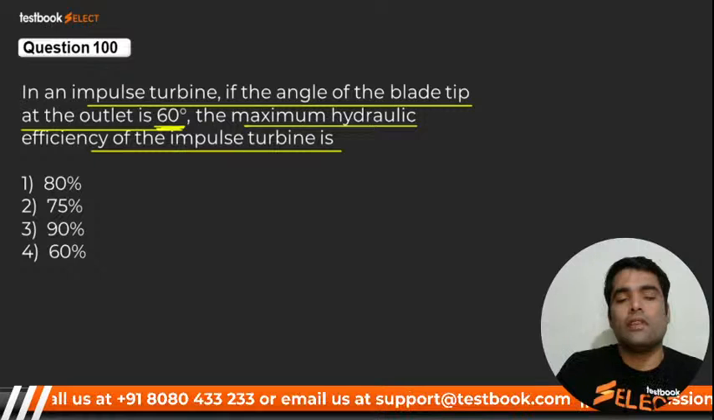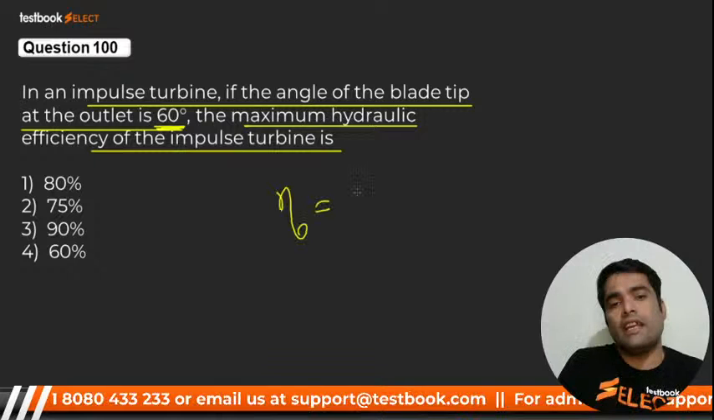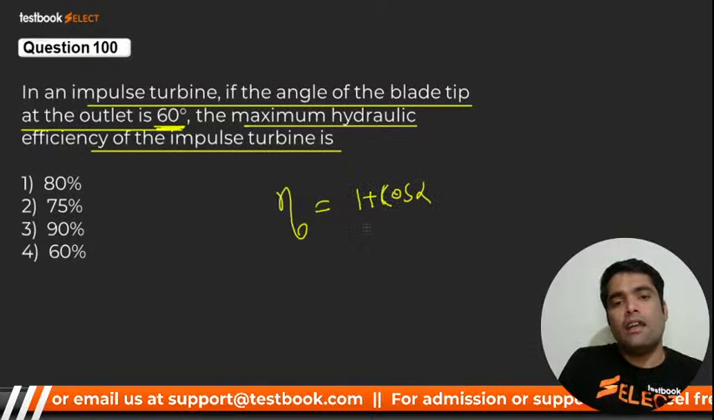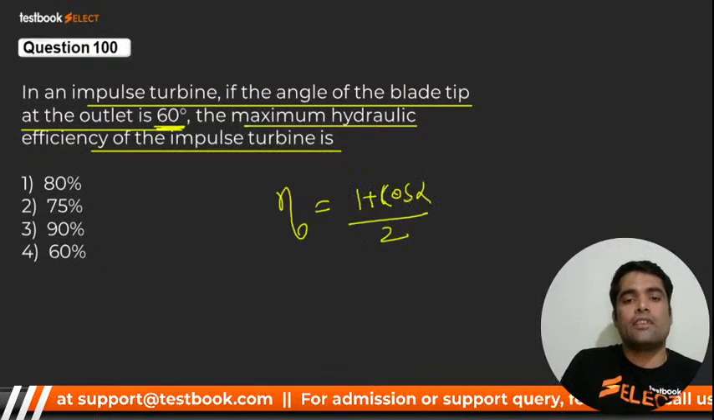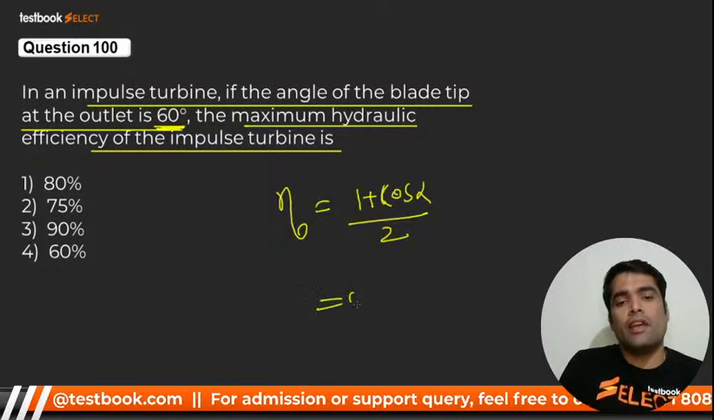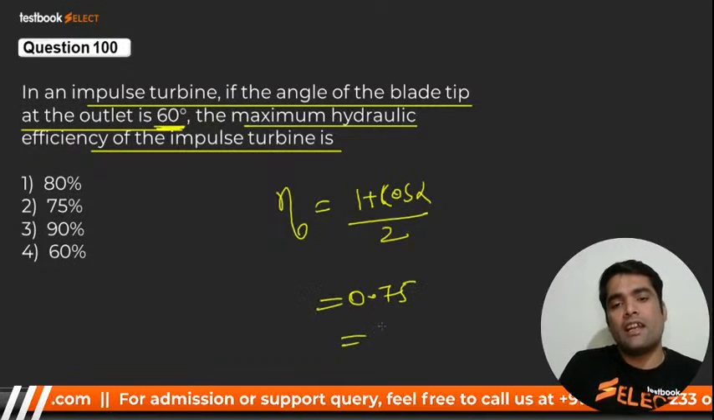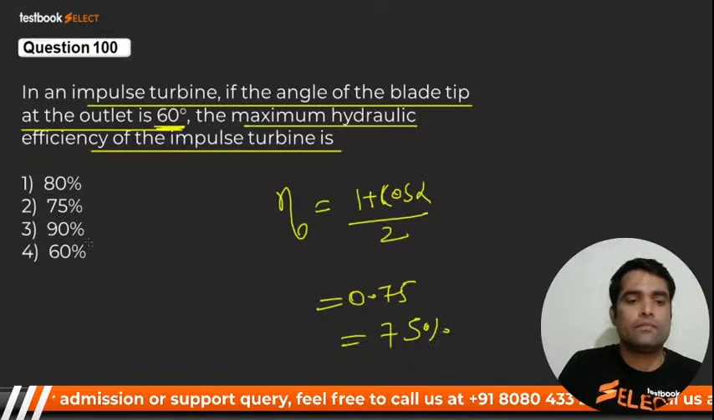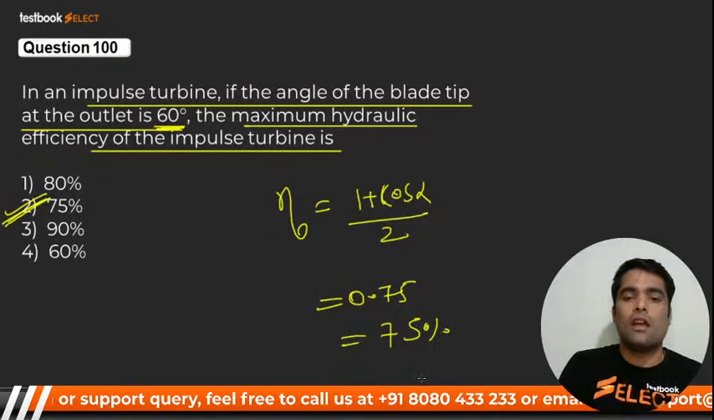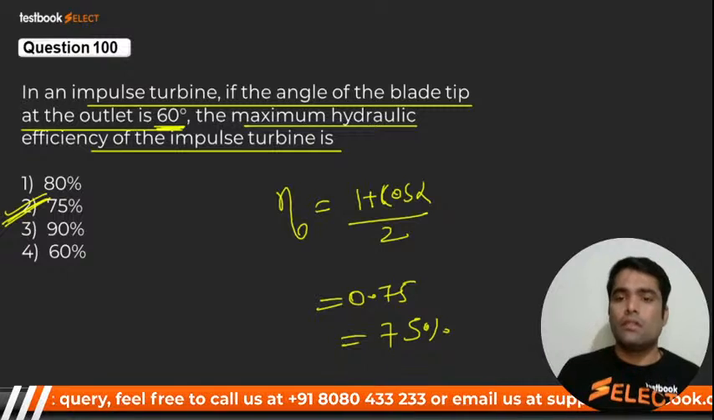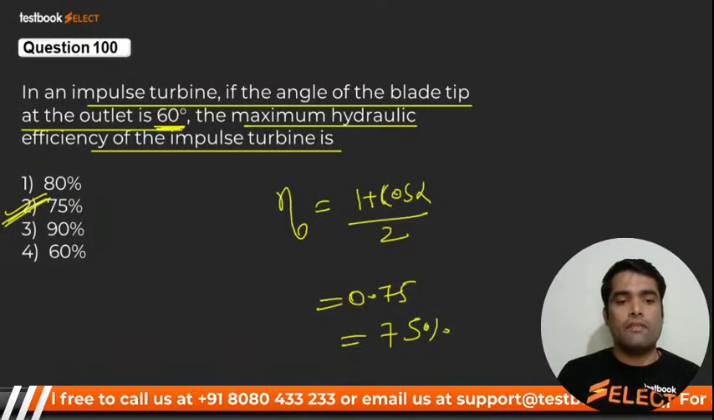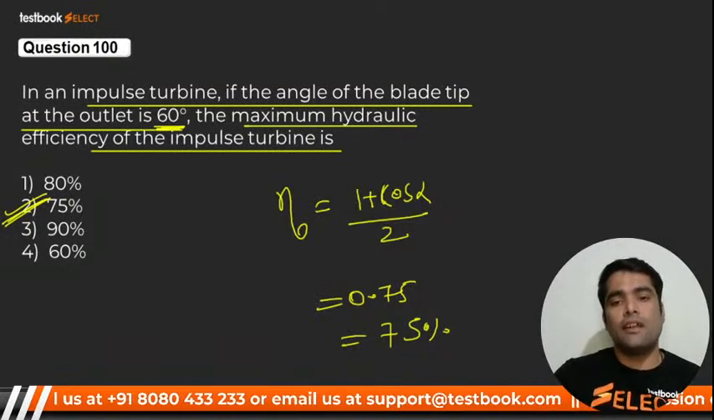क्या होती है? Eta. ये पहले भी कर चुके हैं. That is what? 1 plus cos of alpha divided by 2. Put the value cos of alpha 60. When you do the calculation, my dear, you'll get 0.75, and that is none other than 75%. Very good. Yes, 75. So here we have finished the 100 question as well.